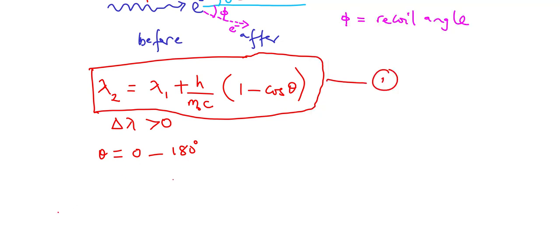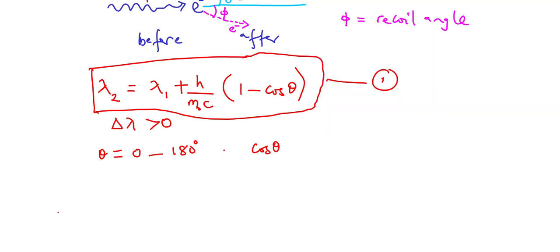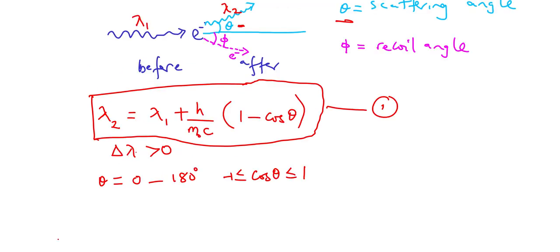So the values cos theta can take range from minus 1 up to 1. These are the range of values cos theta can take. So we chose this 0 to 180.